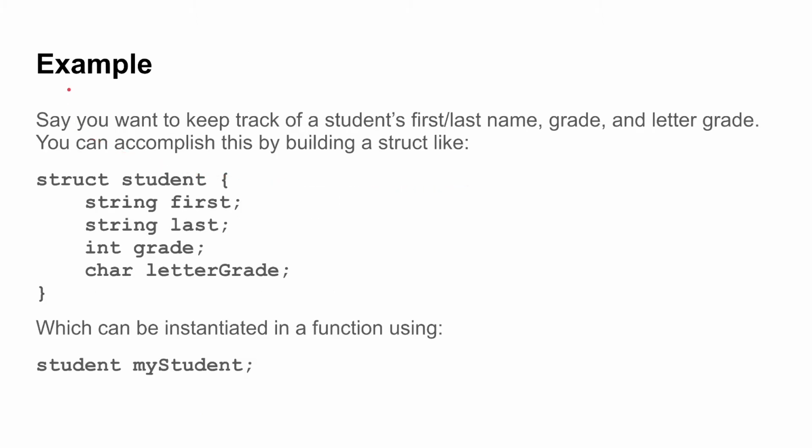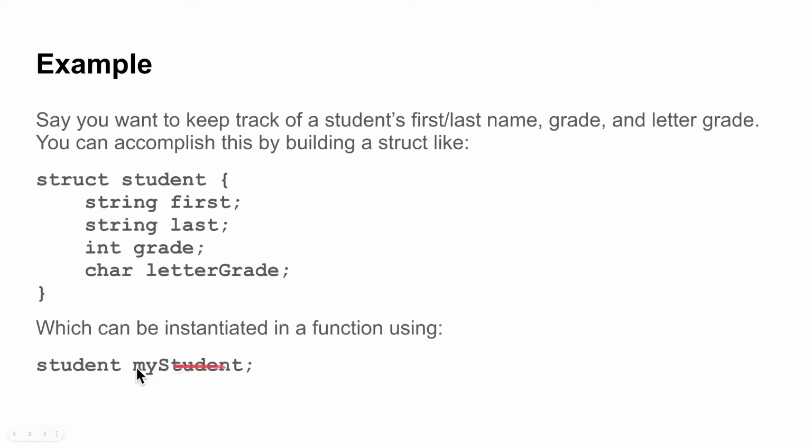So let's take a look at an example of a struct. Here we have a struct called student, and this struct has 4 elements. Those elements are first, last. Those are 2 strings. Those will represent the first and last name of this student. We have an integer, which is a grade, and that is just going to be the percentage that this student has. And then down here, we have the letter grade, which would be A through F. Whenever we make an instance of this student struct, that instance will have these 4 elements, and any instance of the student struct will have these 4 elements.